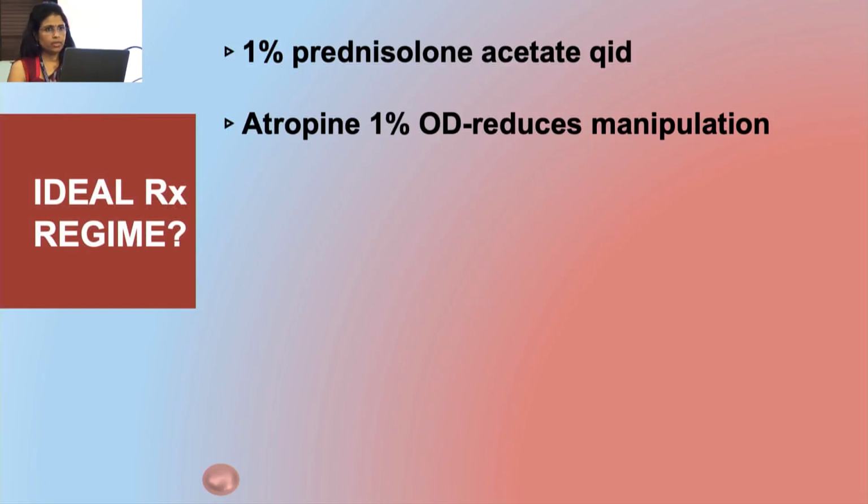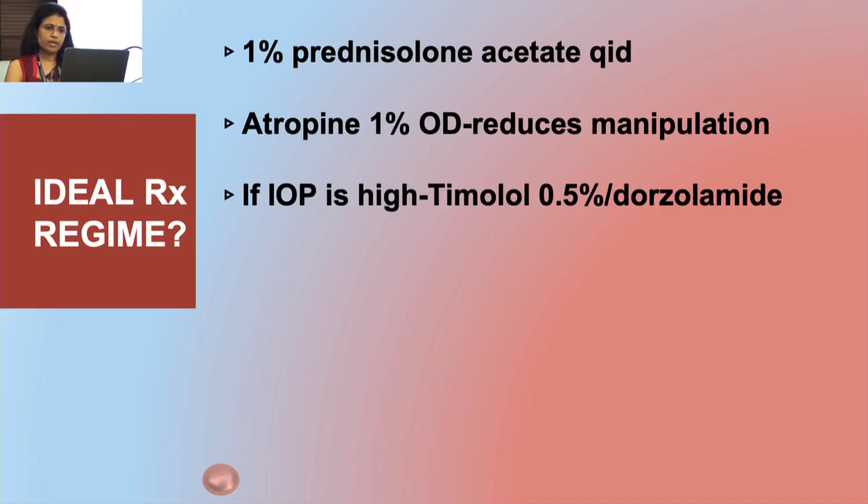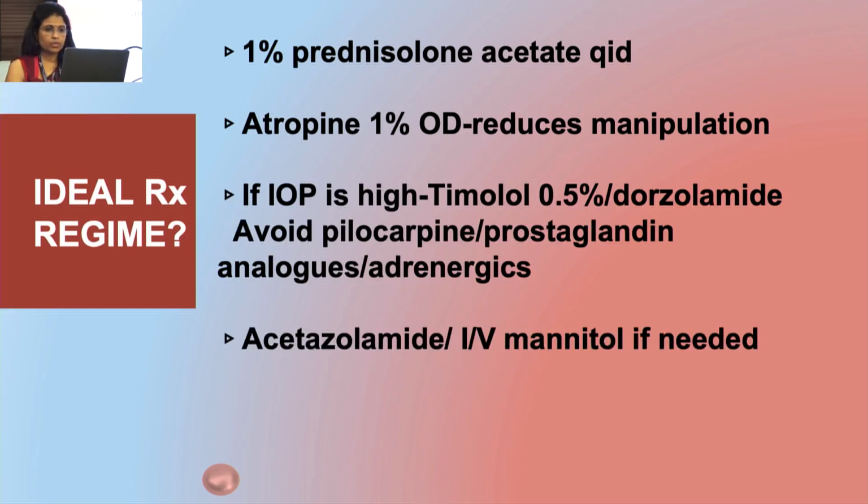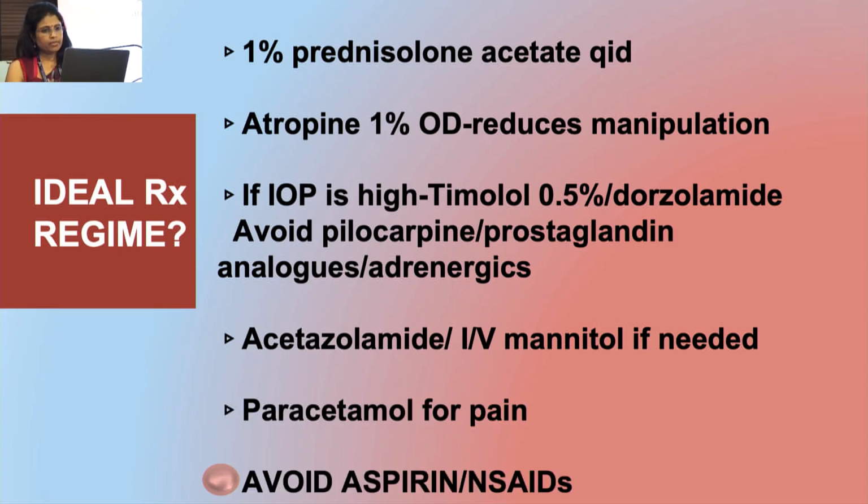That is prednisolone acetate for the associated inflammation, and atropine. And if IOP is high, these are the treatment regimens. Please avoid pilocarpine and prostaglandin analogs. And acetazolamide and mannitol, usually it is needed. Usually they will have an IOP hike, but maybe acetazolamide, not always mannitol. And please remember, only paracetamol is good for pain. Avoid not only aspirin but also NSAIDs, which belong to the same class of medications.